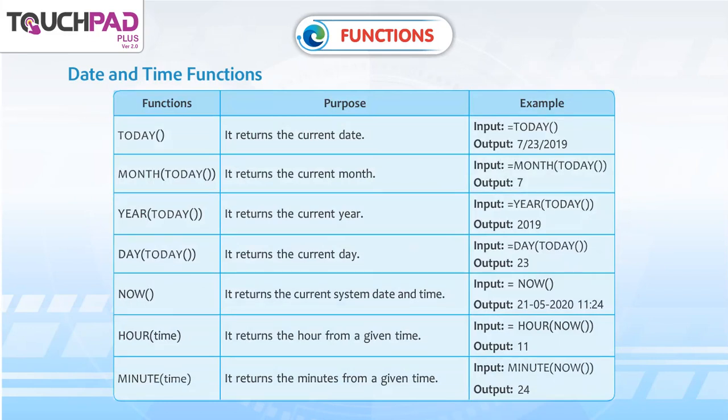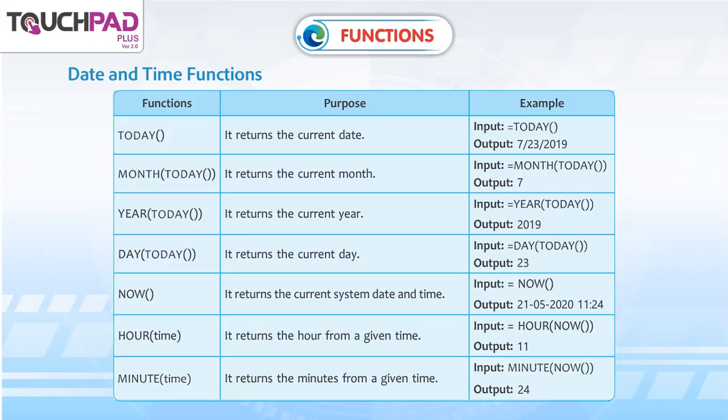Input: =TODAY(). Output: 7/23/2019. MONTH(TODAY()). It returns the current month. Input: =MONTH(TODAY()). Output: 7. YEAR(TODAY()). It returns the current year. Input: =YEAR(TODAY()). Output: 2019.